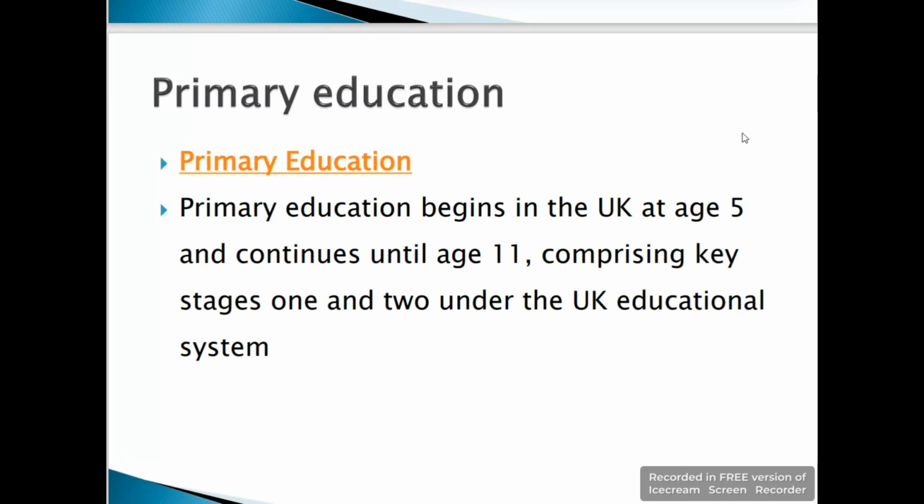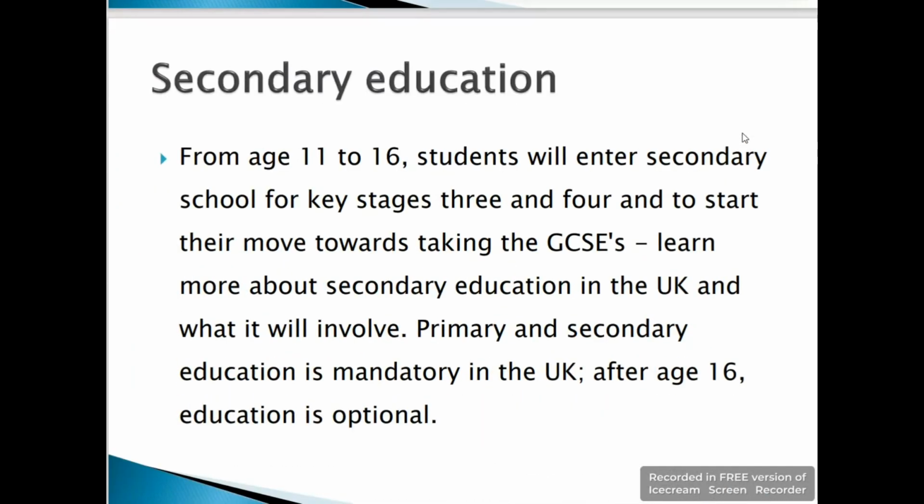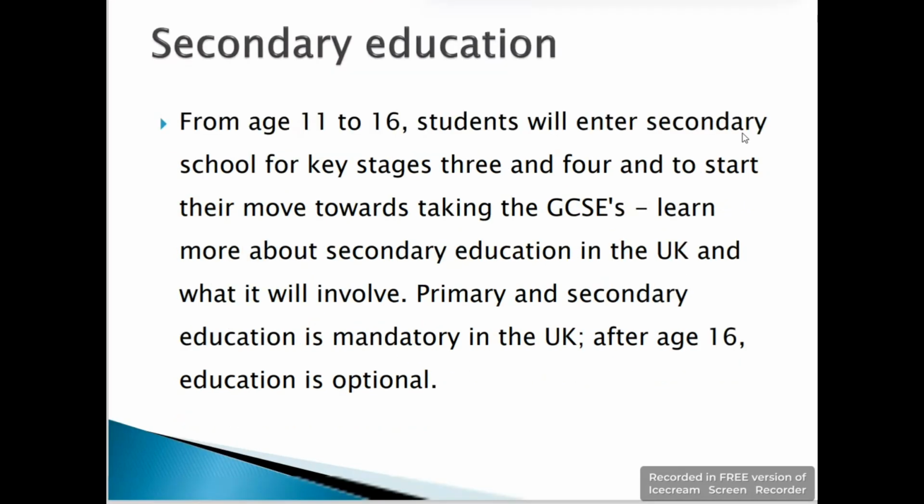These are primary education. Primary education begins in the UK at the age of 5 and continues until the age of 11, comprising key stages 1 and 2. Now secondary education: from age 11 to 16, students enter secondary school for key stages 3 and 4 and start their move towards taking the GCSEs. Primary and secondary education is mandatory in the UK. After age 16, education is optional.